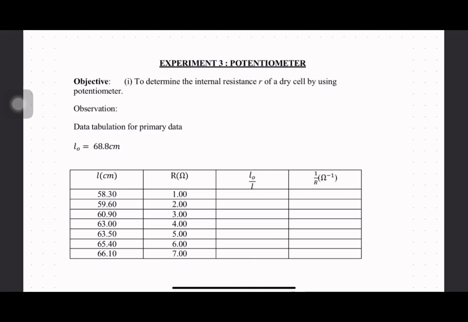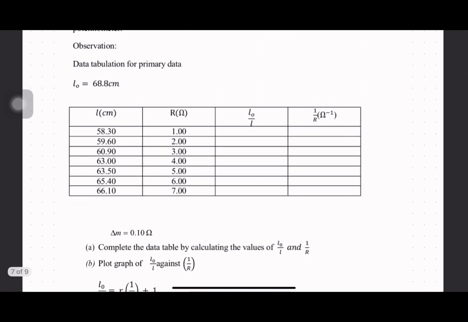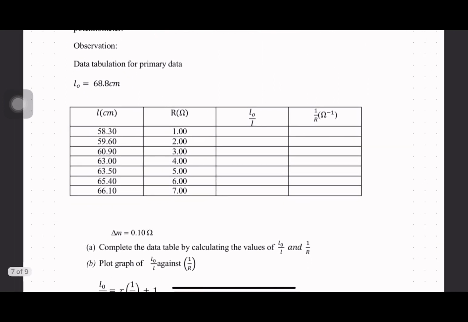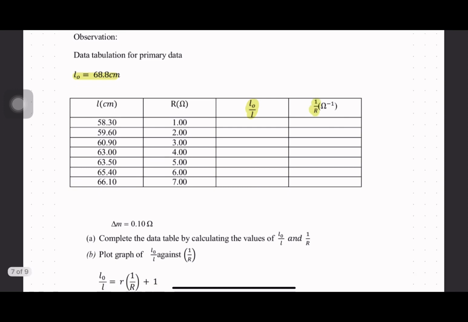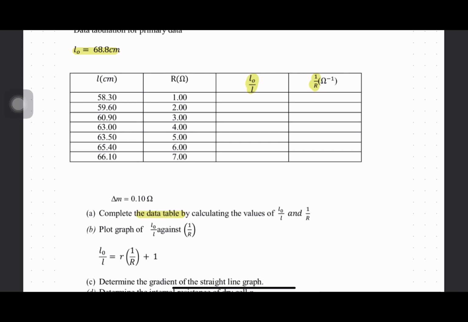Okay, this is the data for experiment 3. So observation, this is data tabulation for primary data. L0 given here is 68.8 cm. They give you length and resistance R. You have to find L0 over L and 1 over R. So complete the data table by calculating the values of L0 over L and 1 over R.